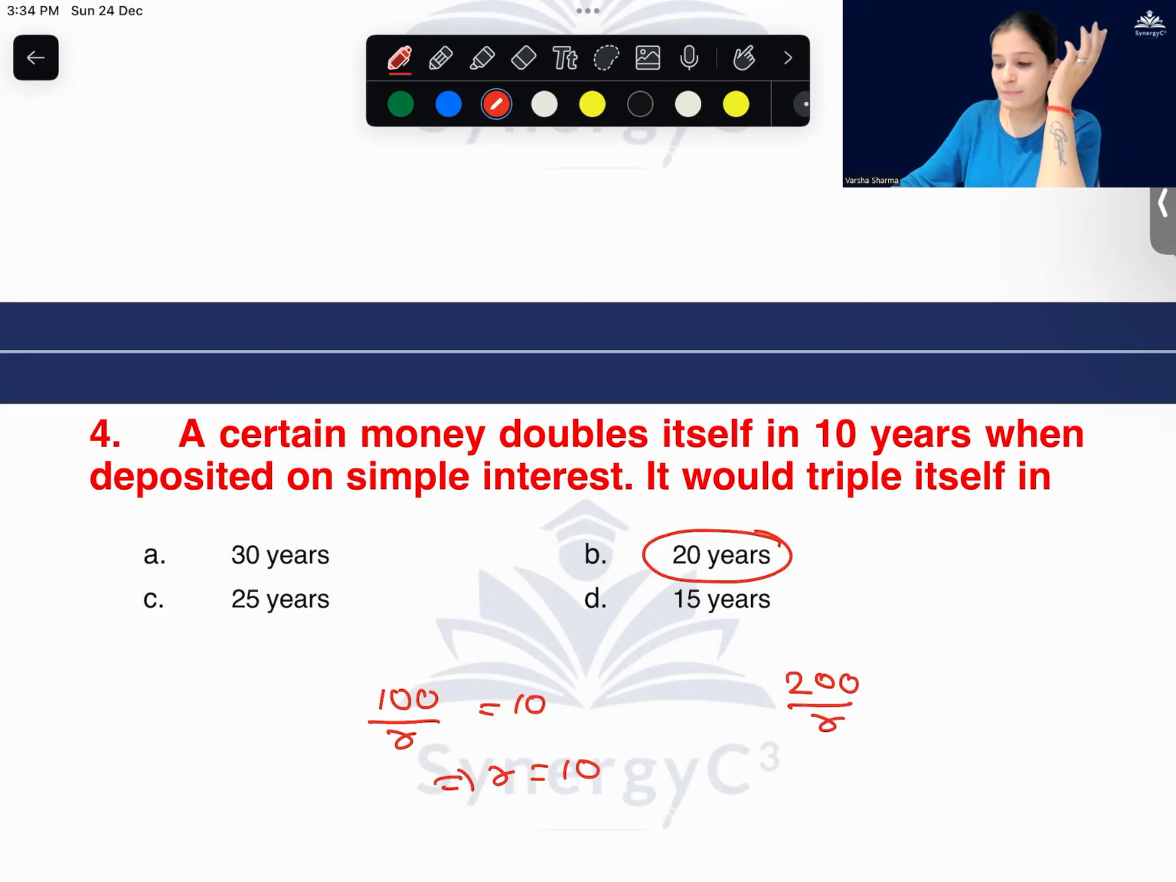That is 10. So the rate is 10. Then triple is 200 by R. That is 200 upon 10. That is 20 years. Clear? Yes?